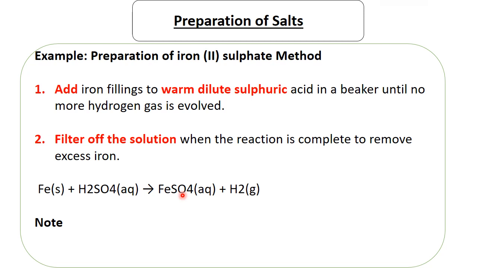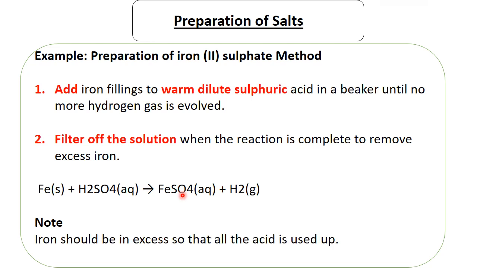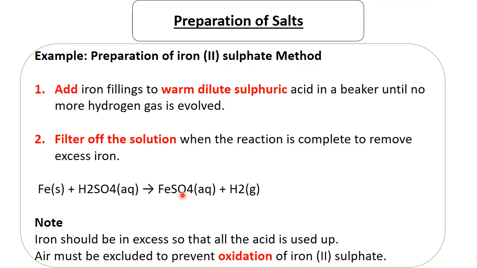So there are two things to note, which I have already mentioned. First, iron should be in excess so that all the acid is used up. Second, air must be excluded to prevent oxidation of iron 2 sulfate. So this one actually I did not mention. When you're doing this experiment, keep the iron away from air, because iron can react with oxygen, which is in the air, to form iron oxide, which is the oxidation we're talking about here. Actually, it's not the iron, but the product, which is iron 2 sulfate, that can be oxidized.